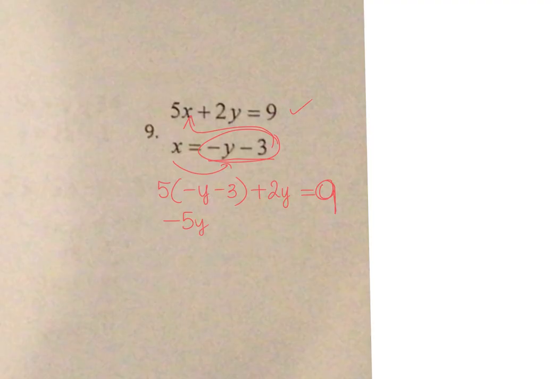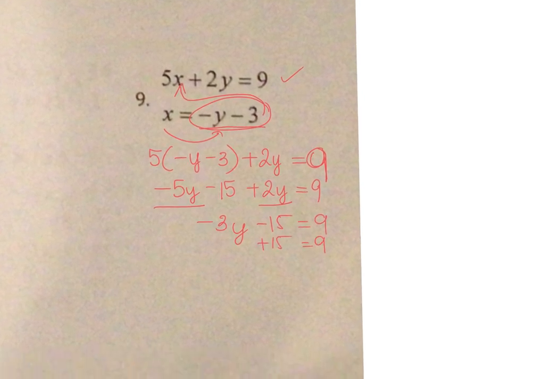Negative 5y minus 15 plus 2y equal 9. And then we combine the like terms, negative 3y minus 15 equal 9. Plus 15, so we have negative 3y is 24, y is negative 8.